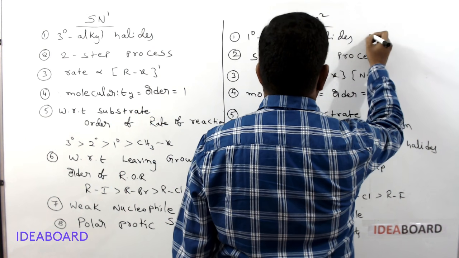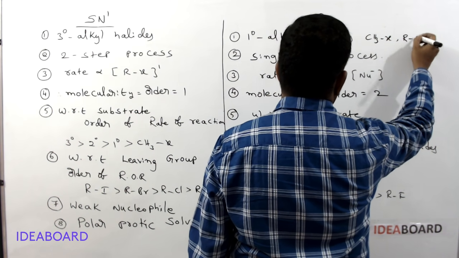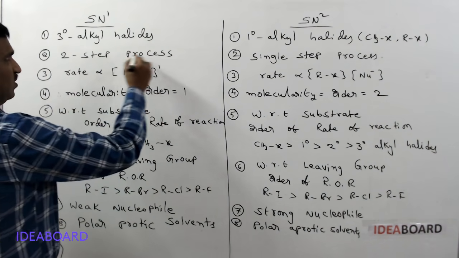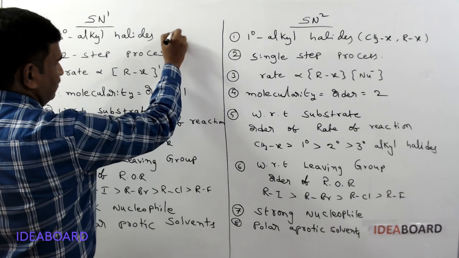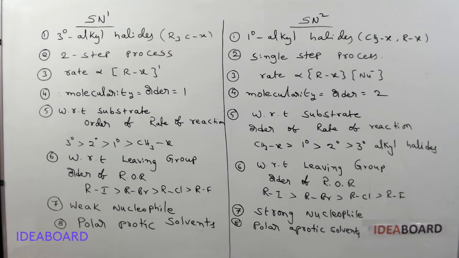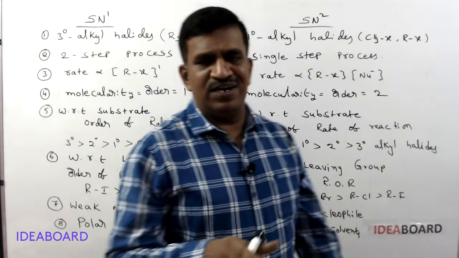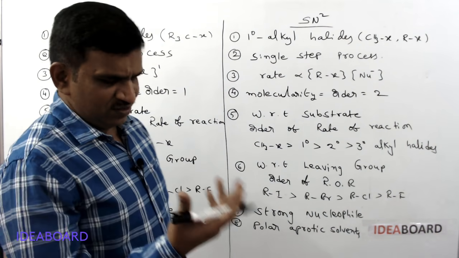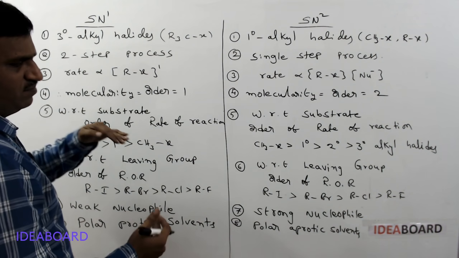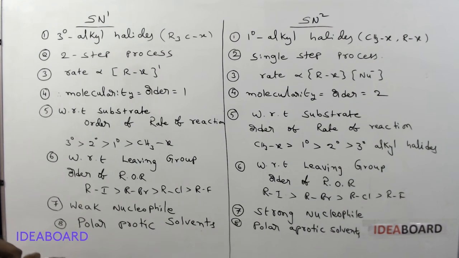Primary alkyl halides may be CH3X or RX, any alkyl halide such as ethyl or methyl halides. And tertiary alkyl halides are R3CX. SN1 is a two-step process. The first step is carbocation formation. The second step is that the carbocation is attacked by the nucleophile from either the front side or the back side. If front side attack occurs we get one product, and back side attack gives another product.